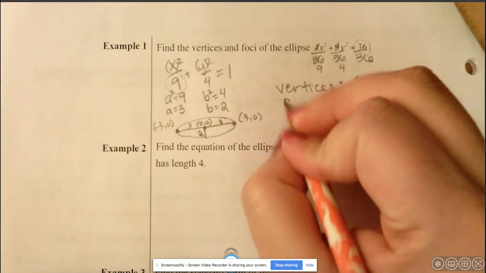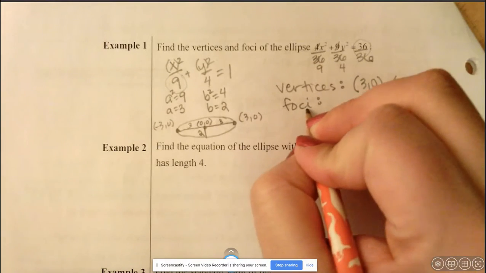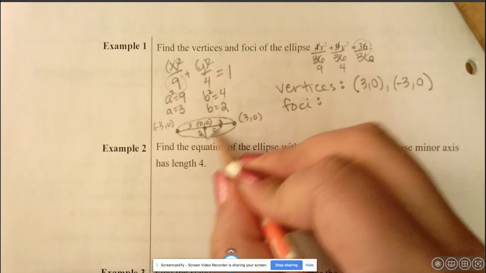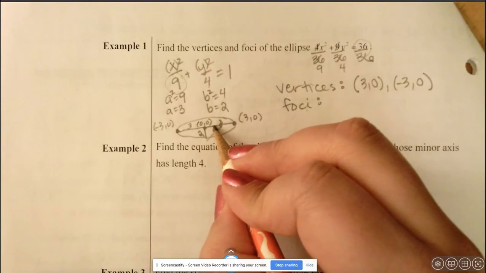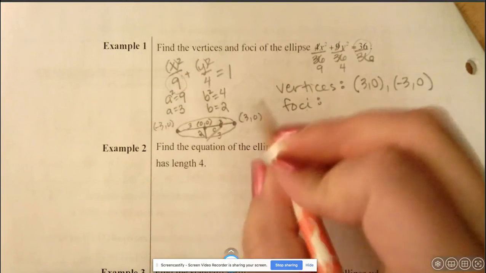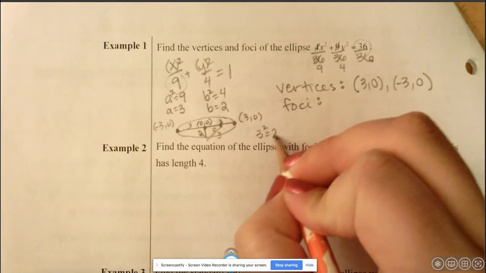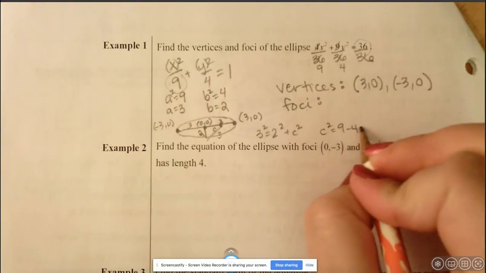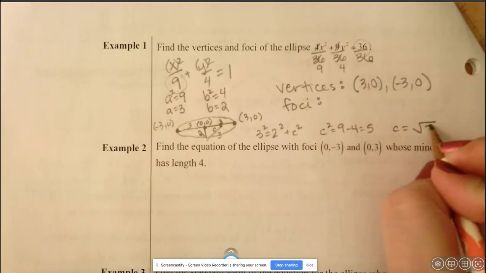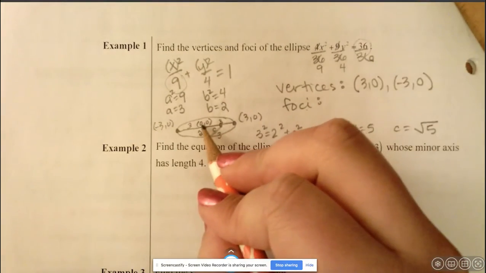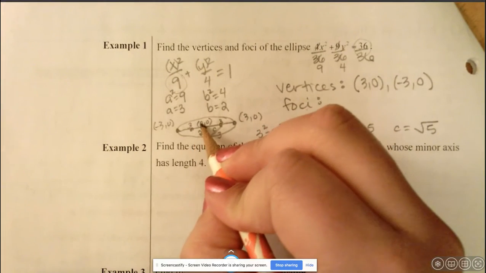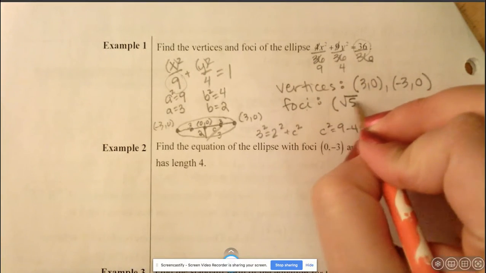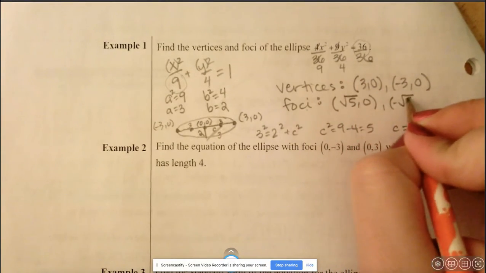The foci require a little bit more work because the foci need to be at a distance of c. How do I find the distance of c? Well, here's my triangle. I've got c that I don't know, b is 2, and a is 3. 3 squared equals 2 squared plus c squared. So c squared is 9 minus 4. So c is the square root of 5. So that tells me I need to take my h value of 0 plus or minus the square root of 5. So that's the square root of 5, 0, and negative square root of 5, 0.